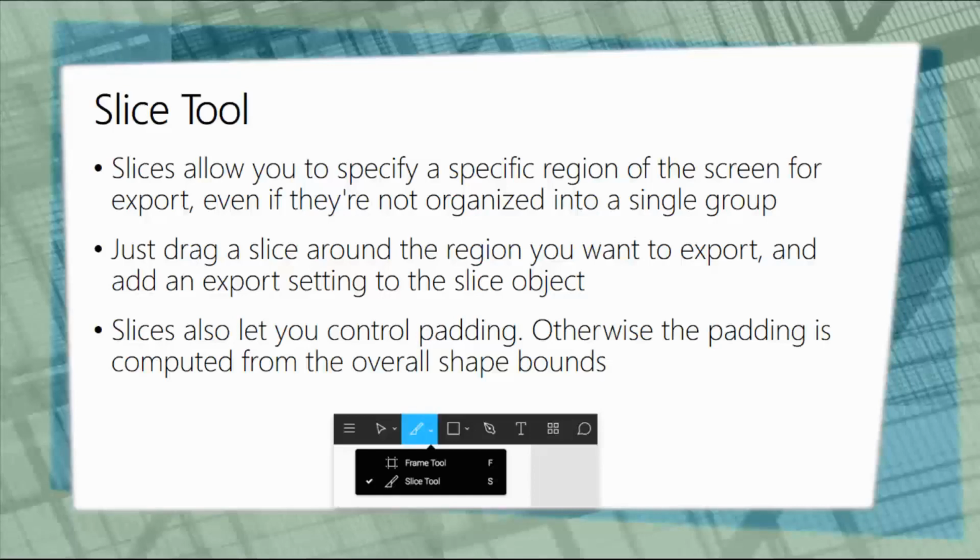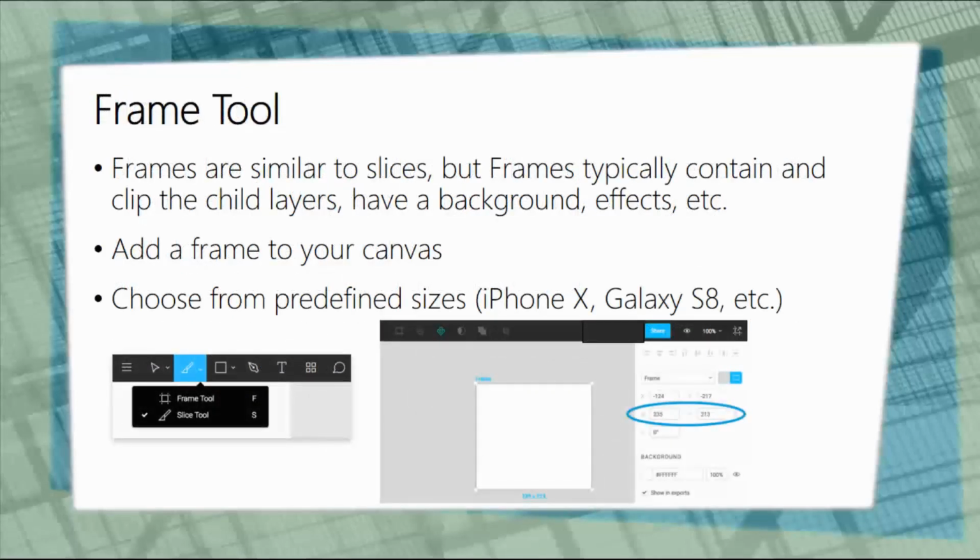Next, let's take a look at what a frame tool is. Essentially, frames are similar to slices, but frames typically contain and clip the child layers. They can also contain a background, they can have effects, various objects, and so on. We can simply add a frame to your canvas. For instance, if you're designing an app and you'd like to create a frame for this particular app, you could do so. You can customize the frames.